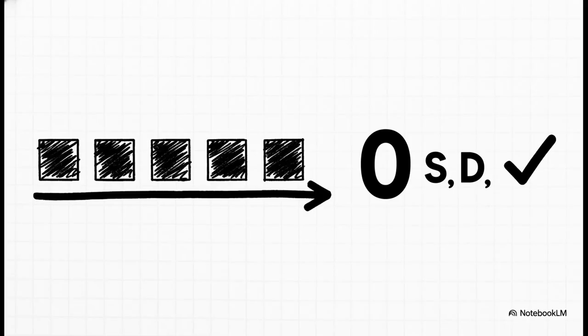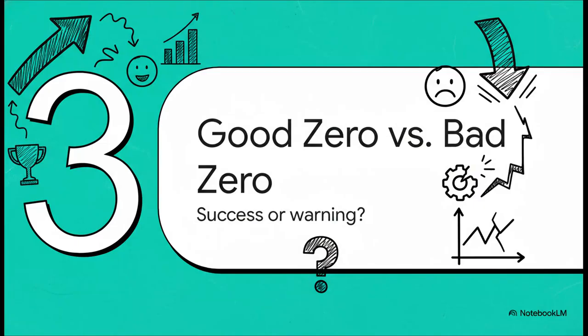So here's the crucial takeaway. Perfect consistency isn't just an idea, it's a mathematical guarantee. If all your data is exactly the same, the standard deviation will be 0. It's the only possible outcome. The math says so. But here's where it gets really interesting. A 0 standard deviation isn't just a number, it tells a story. And depending on the context, that story can either be a massive success or a huge red flag.